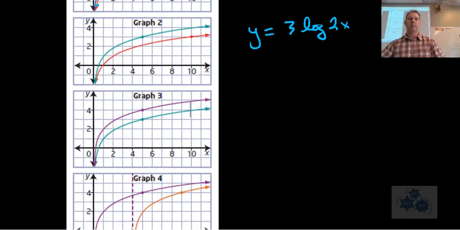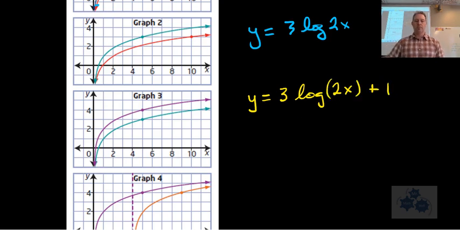Plus 1. Good. I don't know if I have a purple color, so let's just use yellow here. So we've got 3 log 2x. Now I need to put this vertical translation in, so this is going to be a plus 1 outside. Let's just put the brackets here so we're clear. So this is making sense so far?